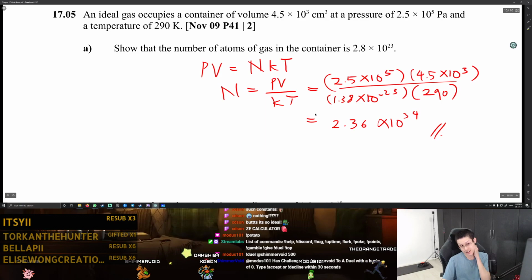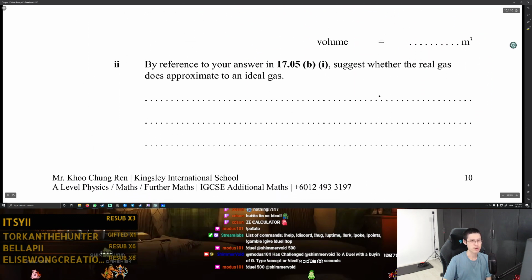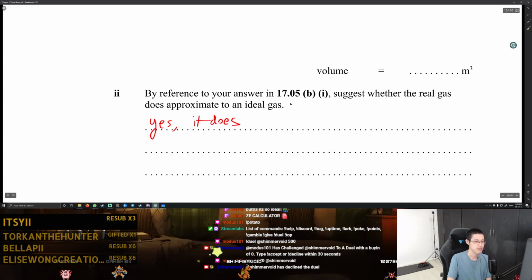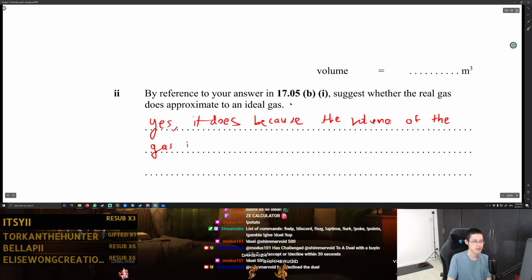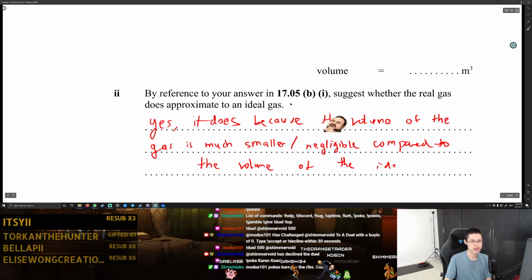So that is a lot bigger. It is like 10 with 9 trailing zeros behind it. It's like, what is it? 10 million times bigger. So yes, it does approximate to an ideal gas, because the volume of the gas is much smaller, or negligible, compared to the volume of the container.